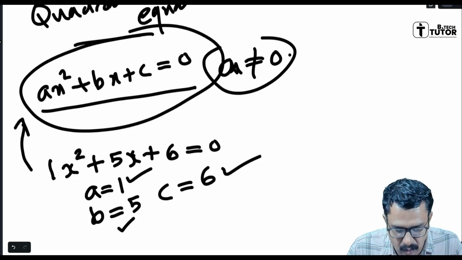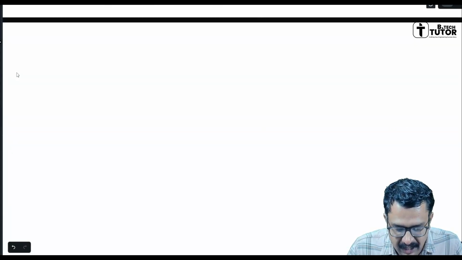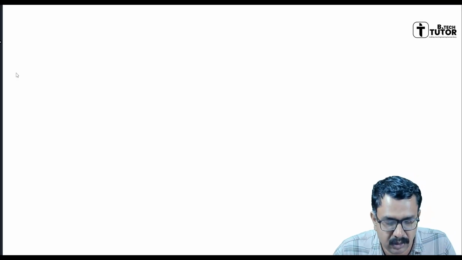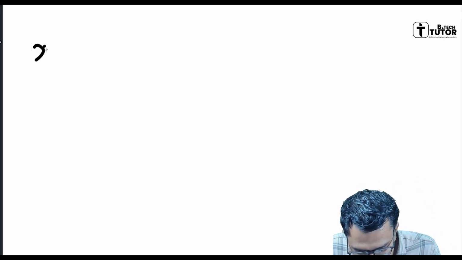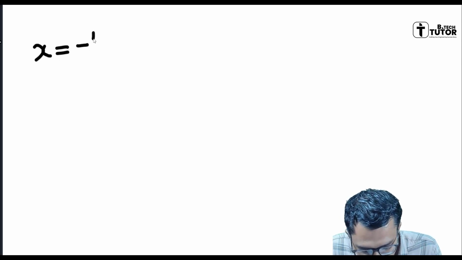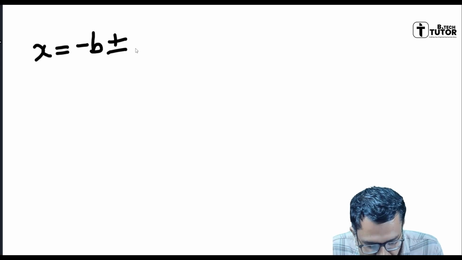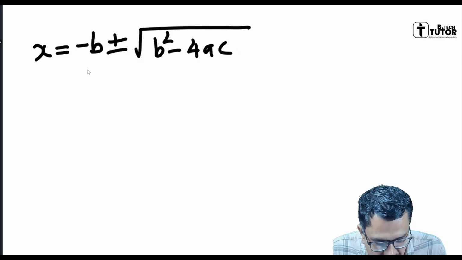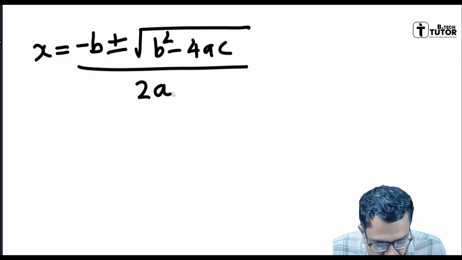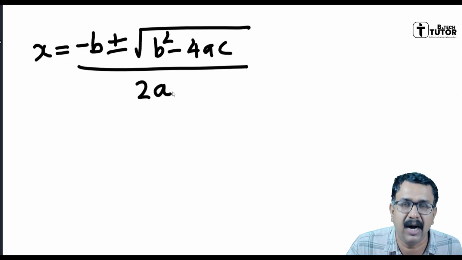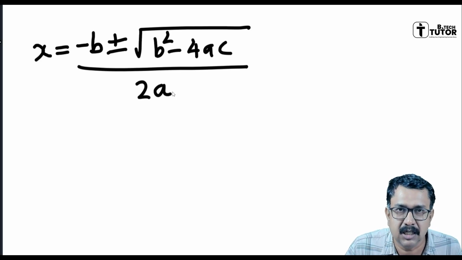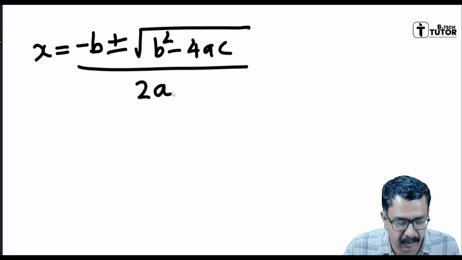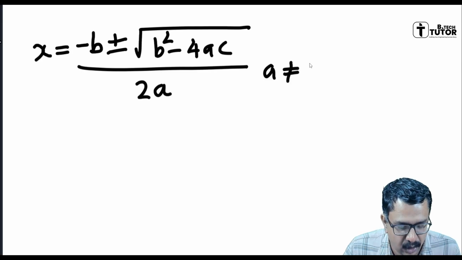Now how to solve this quadratic equation? We can solve the quadratic equation using the equation x equal to minus b plus or minus root b square minus 4ac divided by 2a. Remember that a is not equal to 0.